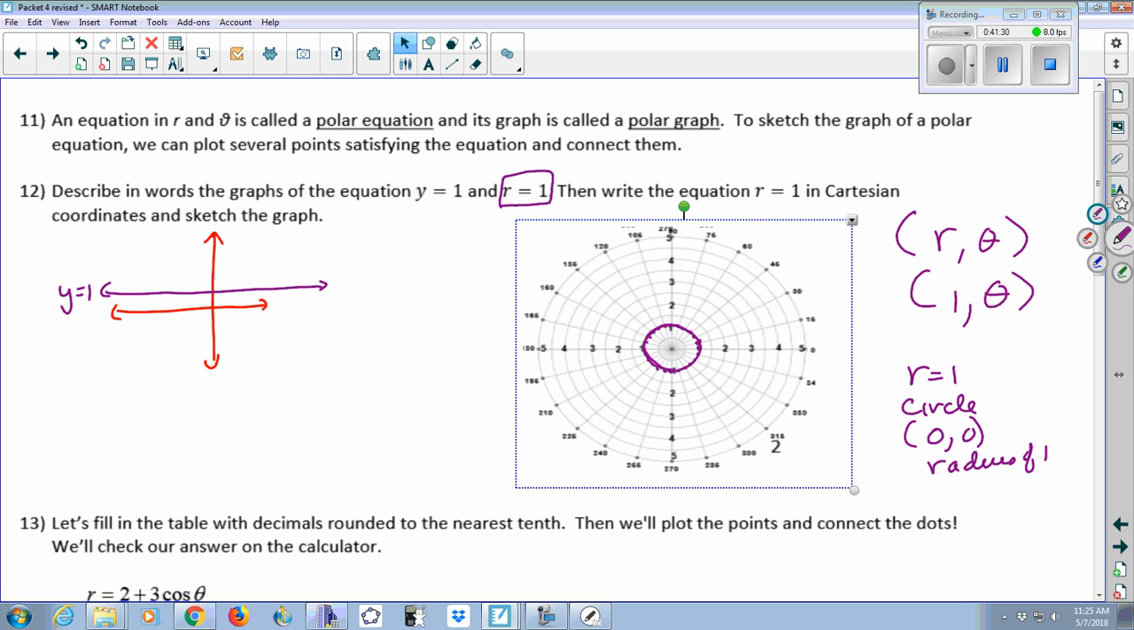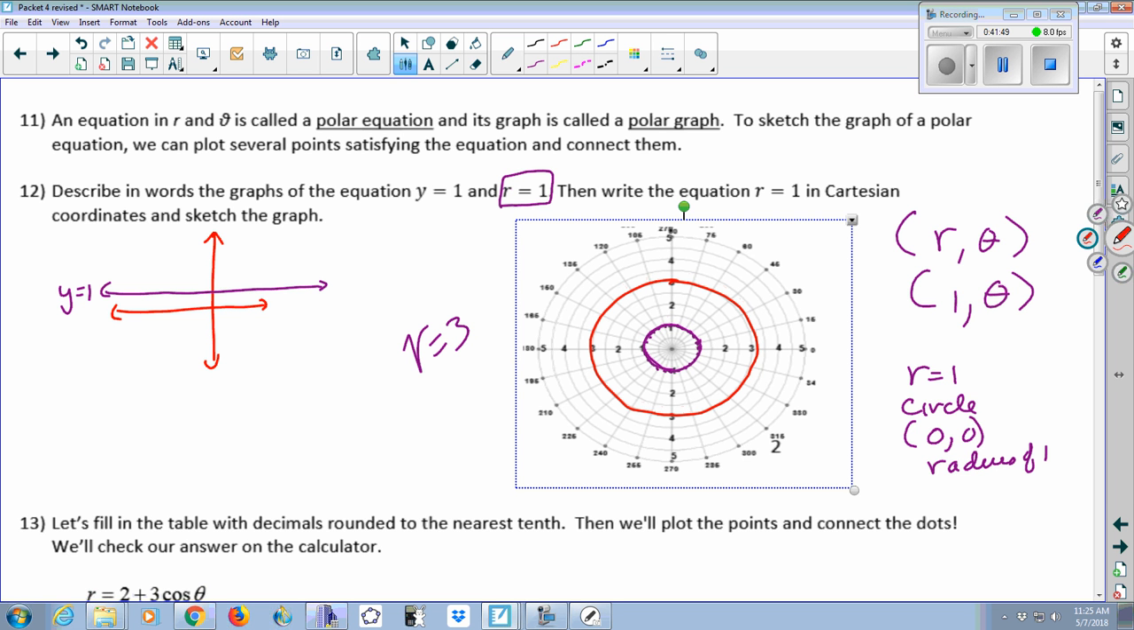What would r equal 3 look like? Circle with radius 3. So that means I'm just way out here, see? There we go. And you can play that game forever and ever. All right.